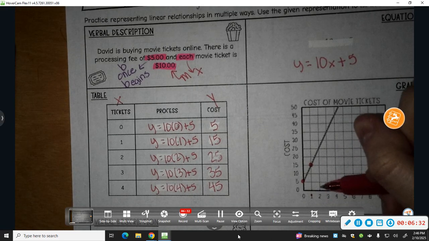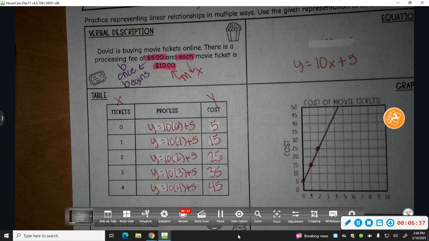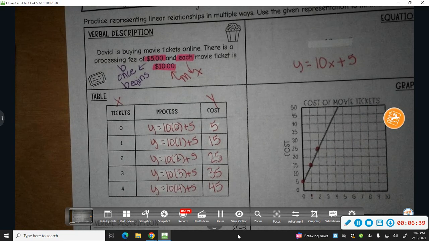For 2 tickets, he paid the processing fee of $5 plus $20, which gave me 25. And so on. Okay, so my graph is correct. They already graphed it for me. That was very nice.